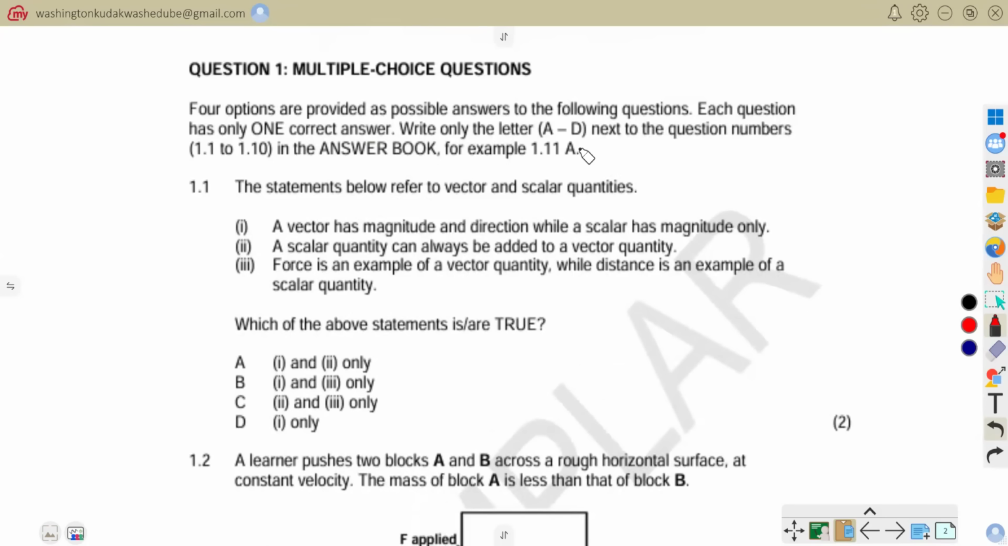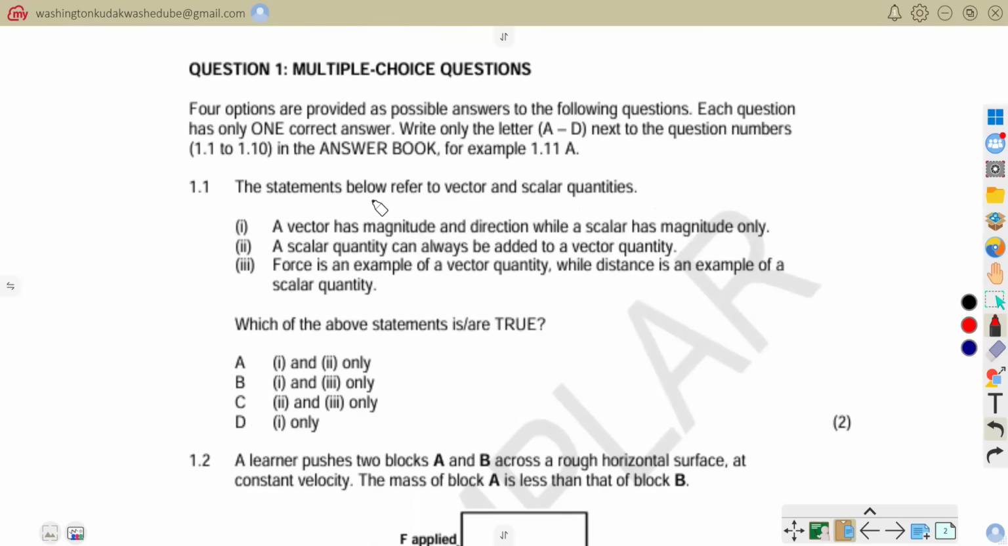So you would see that from our question papers, you would be given multiple choice out of 10 questions. That would be housing 20 marks. So each question has 2 marks, and you'll be given 4 options to choose from, which is to choose either A, B, C, or D. And you only have one correct answer. So you need to choose the most accurate answer.